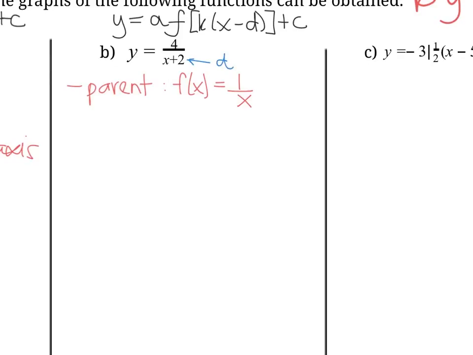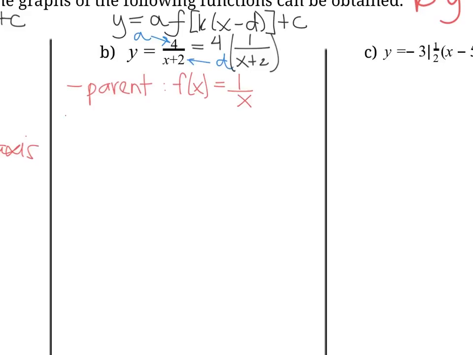Now we've got to figure out what the other one is. I'm going to rewrite this by bringing the 4 out, and list it as 4 times 1/(x plus 2). If I were to bring the 4 back in, it would just be 4/(x plus 2), so I would get this back again. If I bring the 4 out, it's easier to see that here's my original function, and it's getting multiplied by 4. So this 4 is actually our a value.